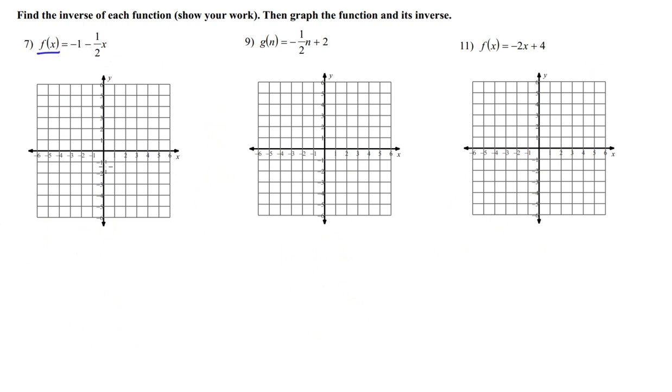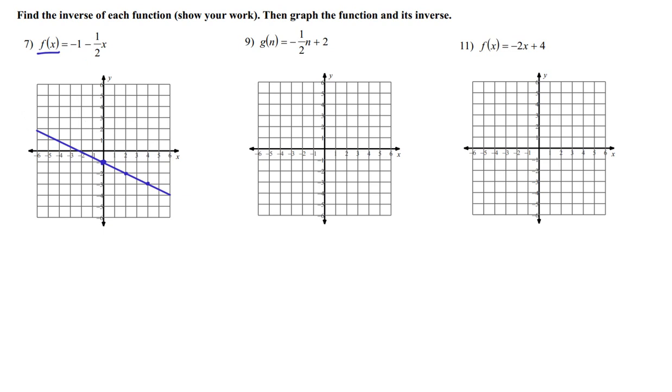So let's start, we can just graph this one right off the bat, -1, and then it's -1/2, so that means go down 1 over 2. Down 1 over 2. And then we can draw ourselves a nice little straight line there.